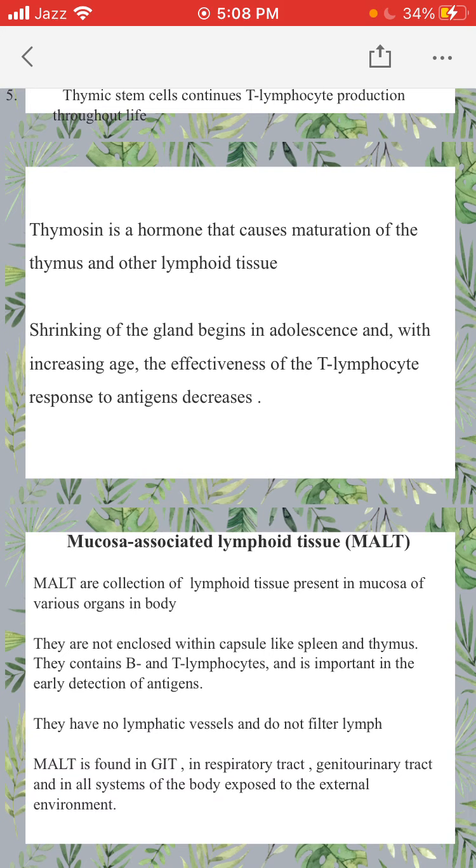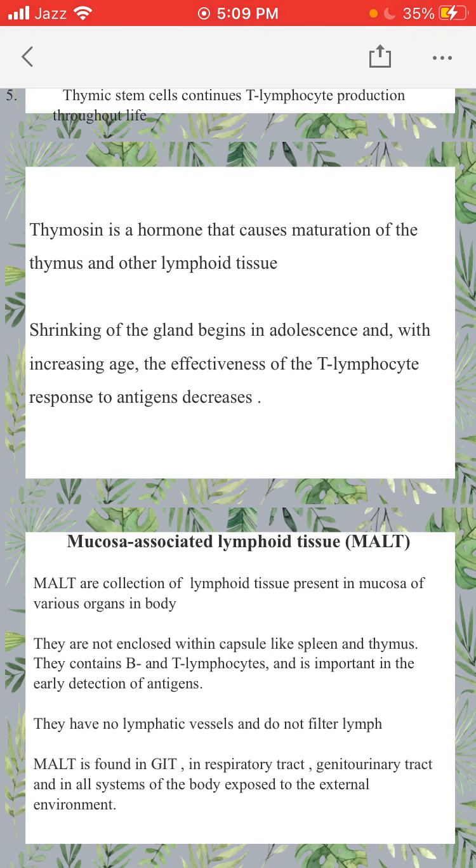Now the next lymphoid tissue is MALT. MALT means mucosa associated lymphoid tissue. As its name indicates, MALT is present in the mucosa of different organs in the body. And this type of lymphoid tissue is not enclosed within a capsule, unlike the spleen and thymus. They are enclosed in capsules.